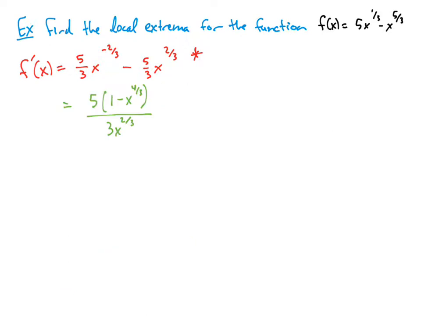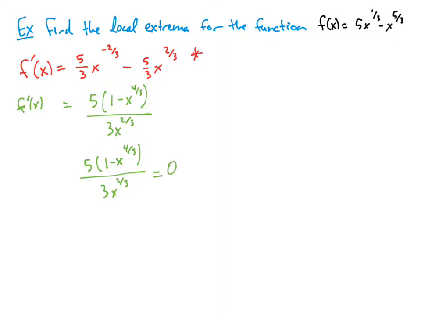Okay, so once we have the derivative, we're going to set that derivative equal to 0 and solve. We also need to figure out if this is undefined anywhere. Because we have a rational function, it's going to be undefined at x equals 0. So we're going to keep that point in mind. But first, let's set this equal to 0 and solve. So 5 times 1 minus x to the 4/3, divided by 3x to the 2/3, is equal to 0.